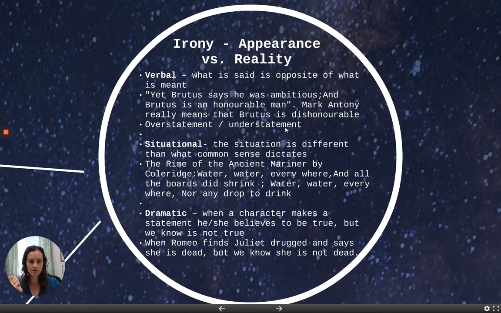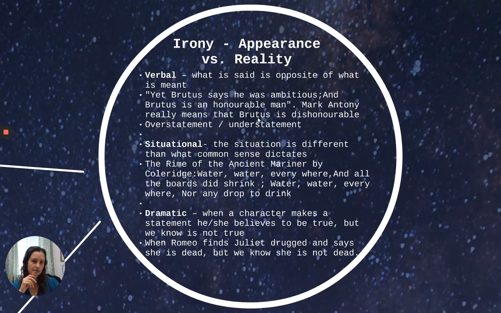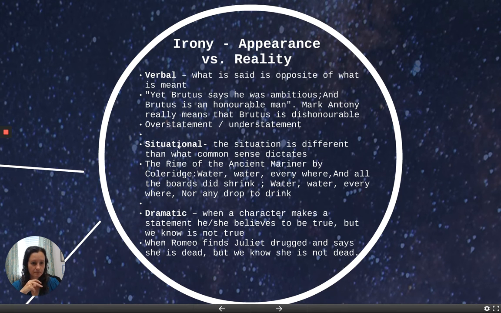So there's some examples here. A lot of times it's because we're using hyperbole, things like that, overstatement, understatement, something like that, that what we say is not actually what we mean, and you know the character doesn't mean it. Poe does this a lot, so be looking for that.